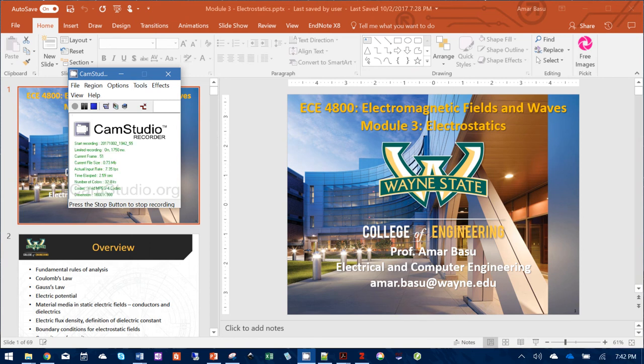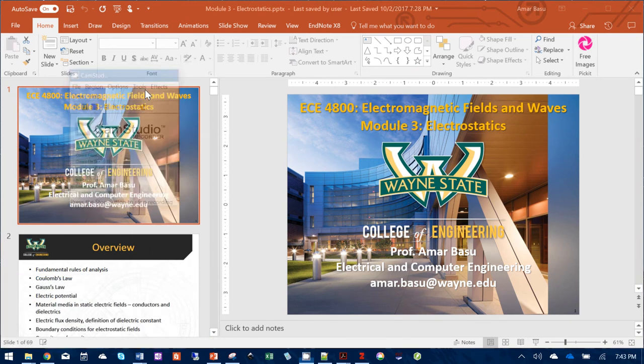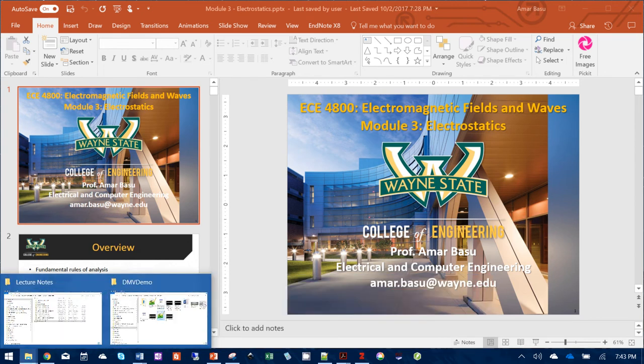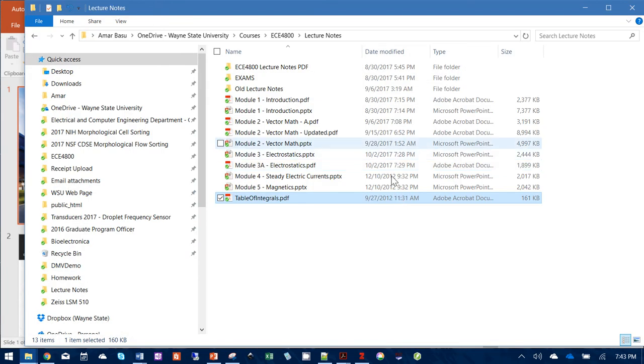All right, so today the main topic is getting into electrostatics. But before we get into that, we can cover the Stokes theorem problem in the last module. So let's go to that. Vector math.